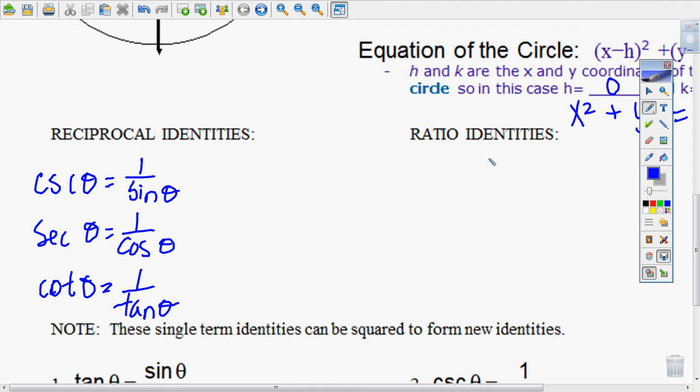Okay, our ratio identities are based off of tan and cotangent. So tan theta and cotangent theta are a little bit different because they're not just based off of the radius in an x or y value. They're based off what your x and y are, right? So tan theta is y over x. So in terms of a trig value, what would that be? Sine over cosine. Perfect. Sine theta over cosine theta.